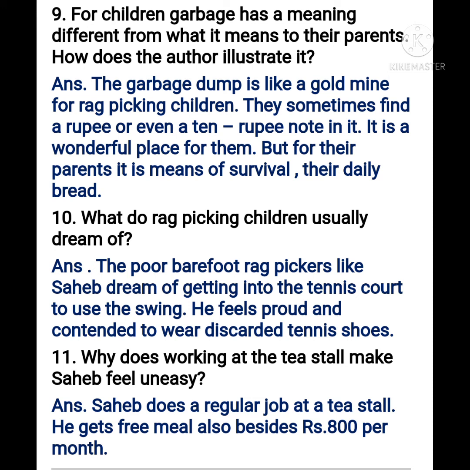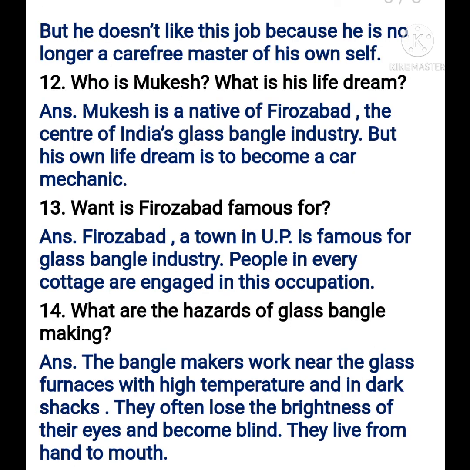Question number 11. Why does working at the tea stall make Saheb feel uneasy? Answer. Saheb does a regular job at a tea stall. He gets a free meal also, besides rupees 800 per month. But he doesn't like this job because he is no longer a carefree master of his own self. By this, the writer wants to say how he mortgages his freedom.